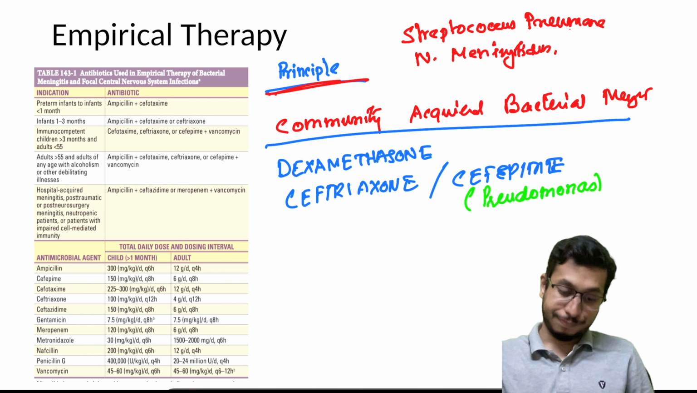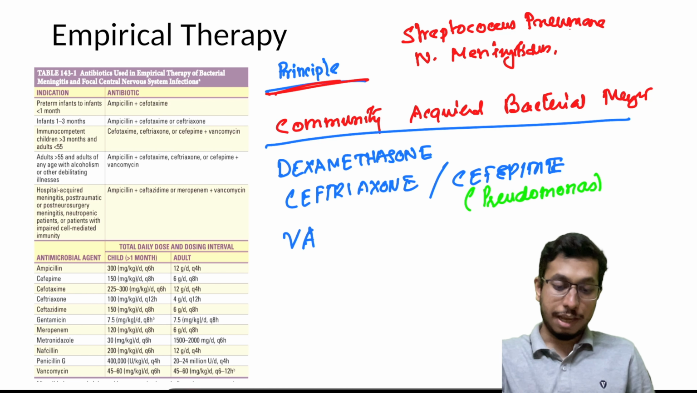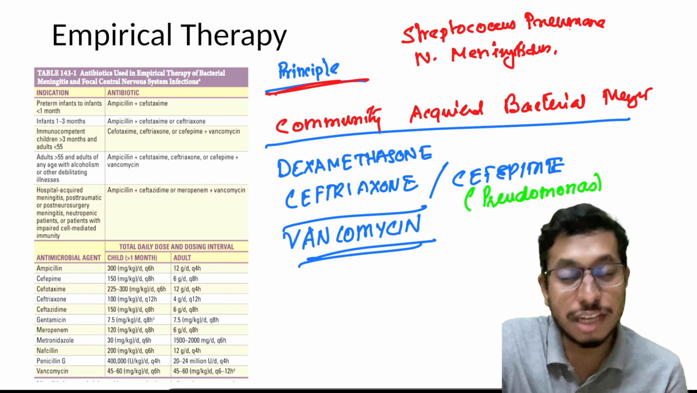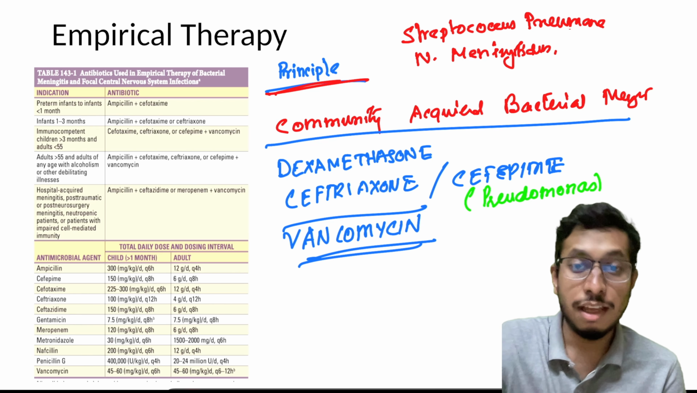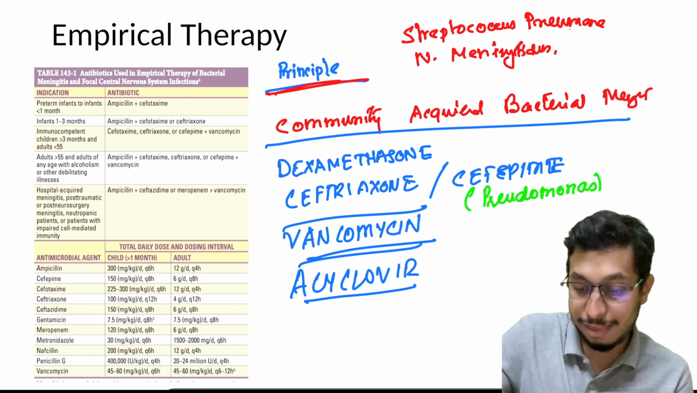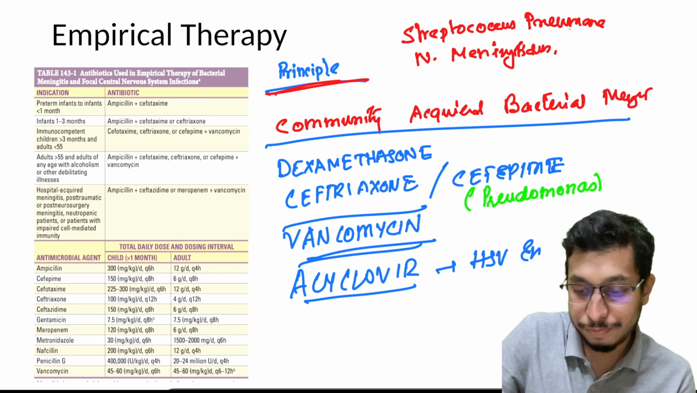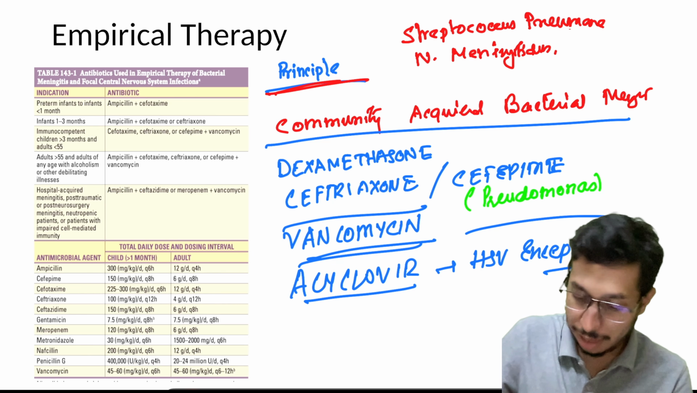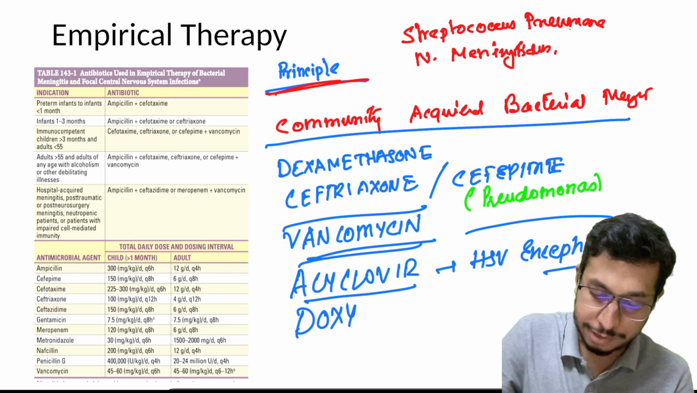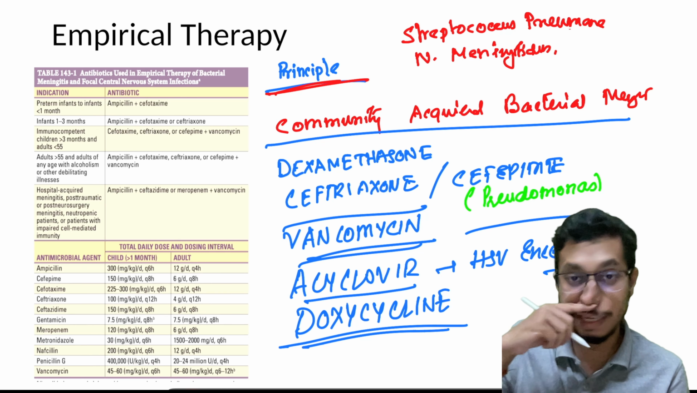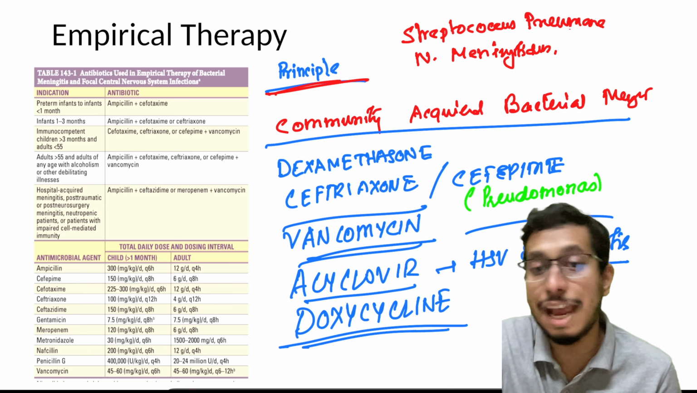Besides ceftriaxone, the third medication that needs to be given is vancomycin. Okay, so vancomycin, it is for resistant Streptococcus pneumoniae infection. Then acyclovir should be added for HSV encephalitis coverage, and along with that we need to give doxycycline. Doxycycline is during the tick season for rickettsia and tick-borne illness.